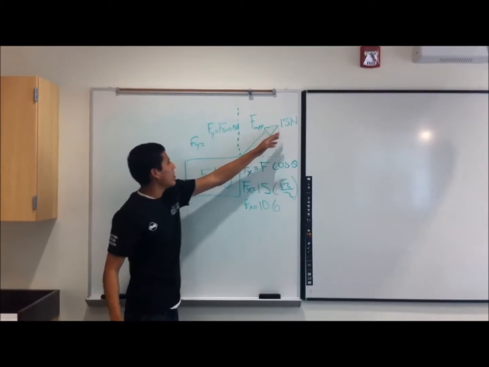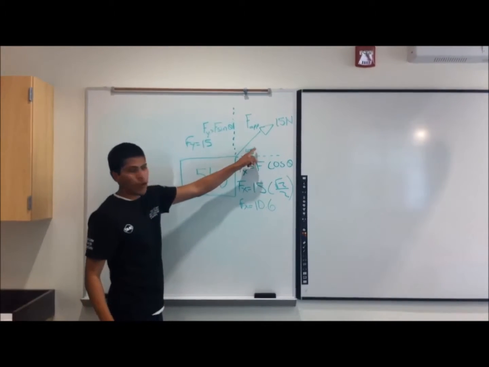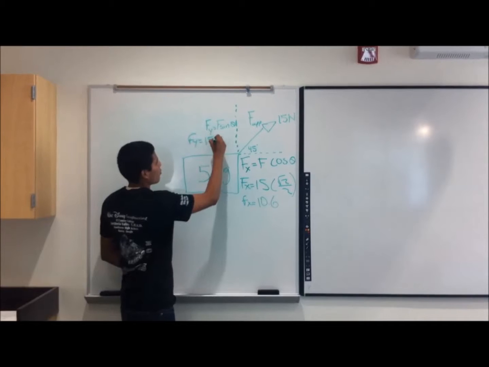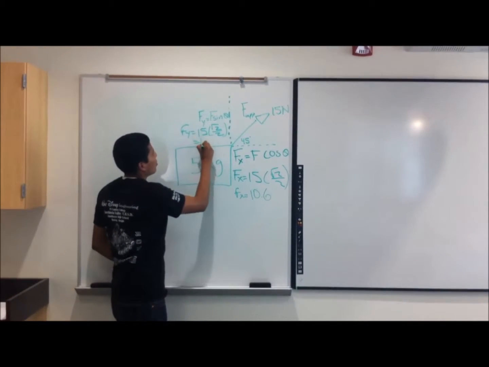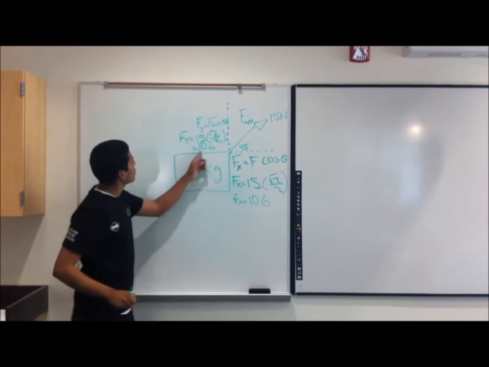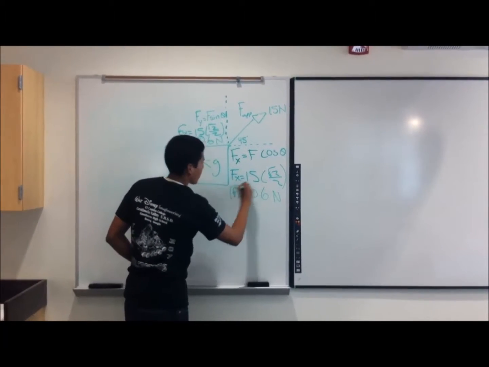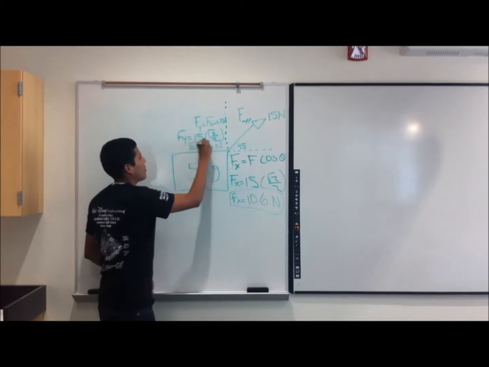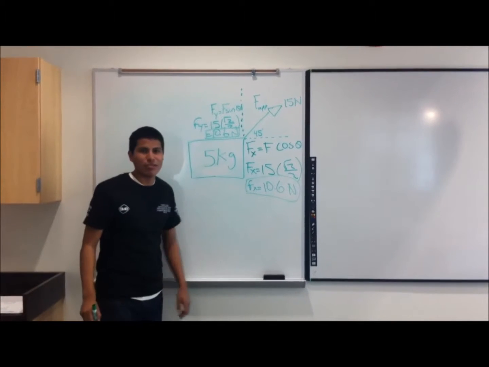And in the y direction, the force is 15 newtons times the sine of 45, which is also radical 2 over 2, which will give you 10.6 newtons. And that's how you find force in the y and x direction.